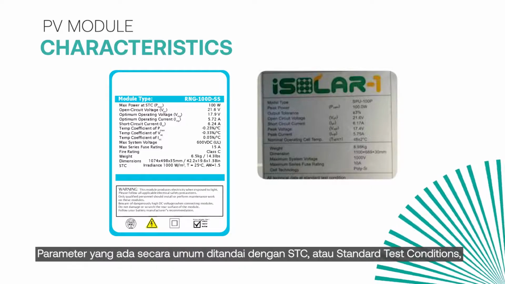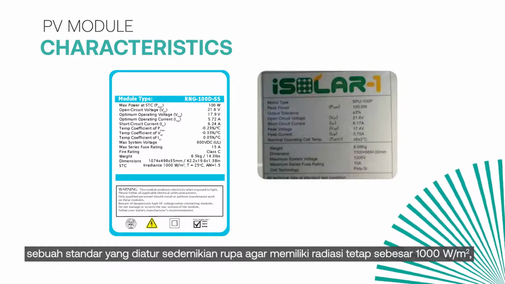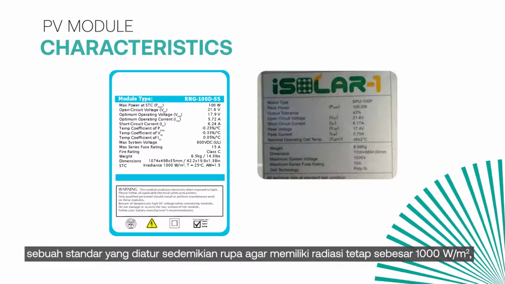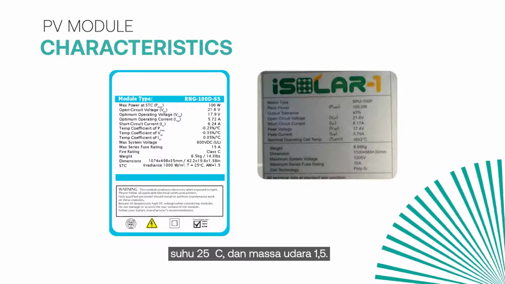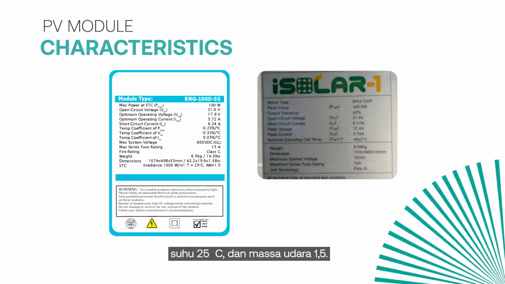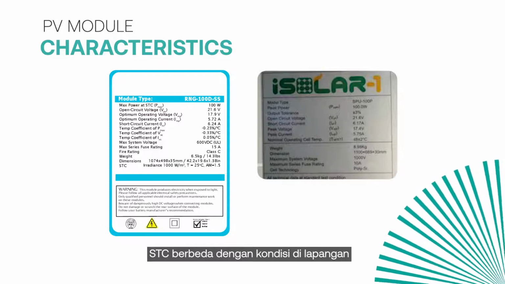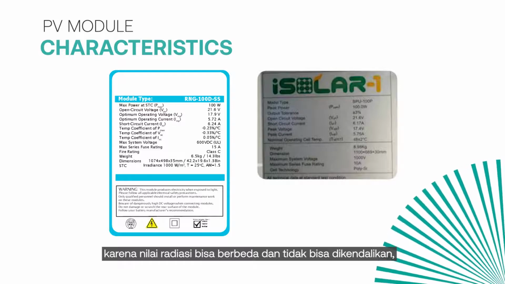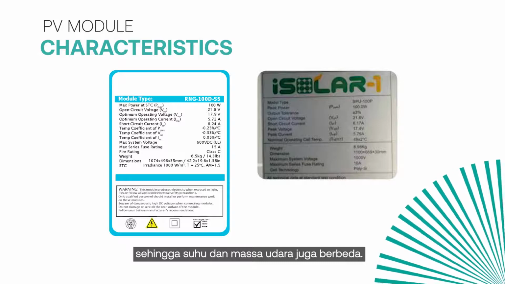Parameters listed commonly are marked with STC or standard test condition, a standard condition that is set in such a way to have a fixed irradiance of 1000 watts per meter square and a temperature of 25 degrees Celsius and an air mass of 1.5. The STC certainly is different with the real condition because the irradiance value is different and cannot be controlled, so the temperature and the air mass are different too.